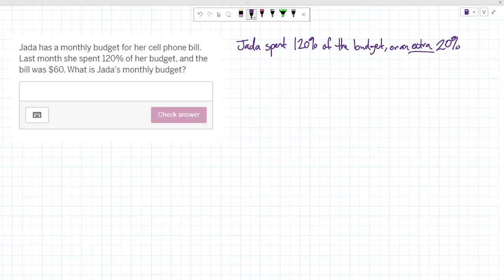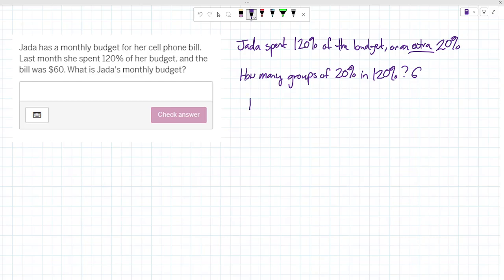So how many groups of 20% are in 120%? Let's count by 20s. 20, 40, 60, 80, 100, 120. So there's 6 groups of 20% in 120%. So let's break her bill into 6 groups.